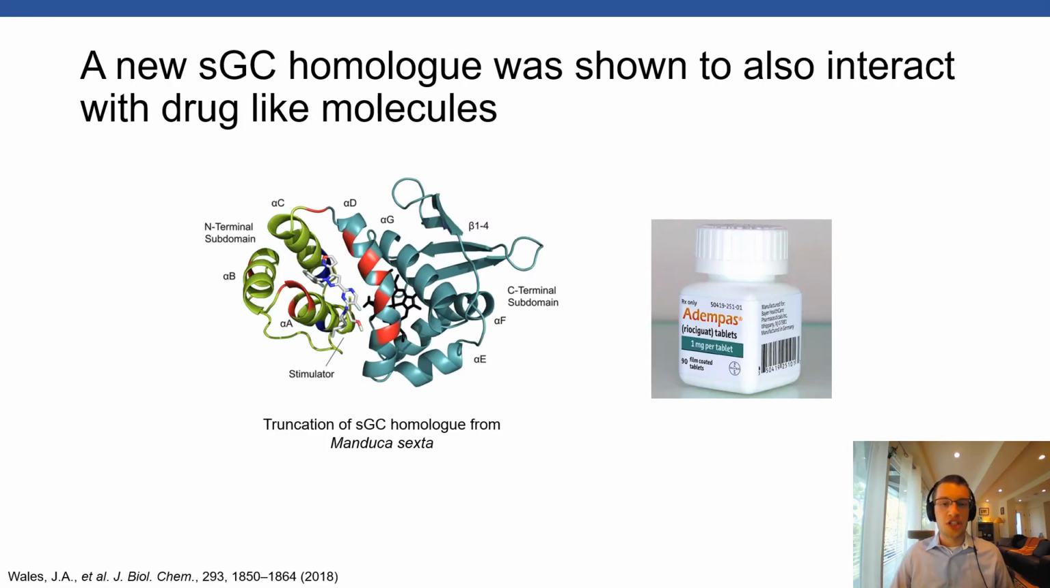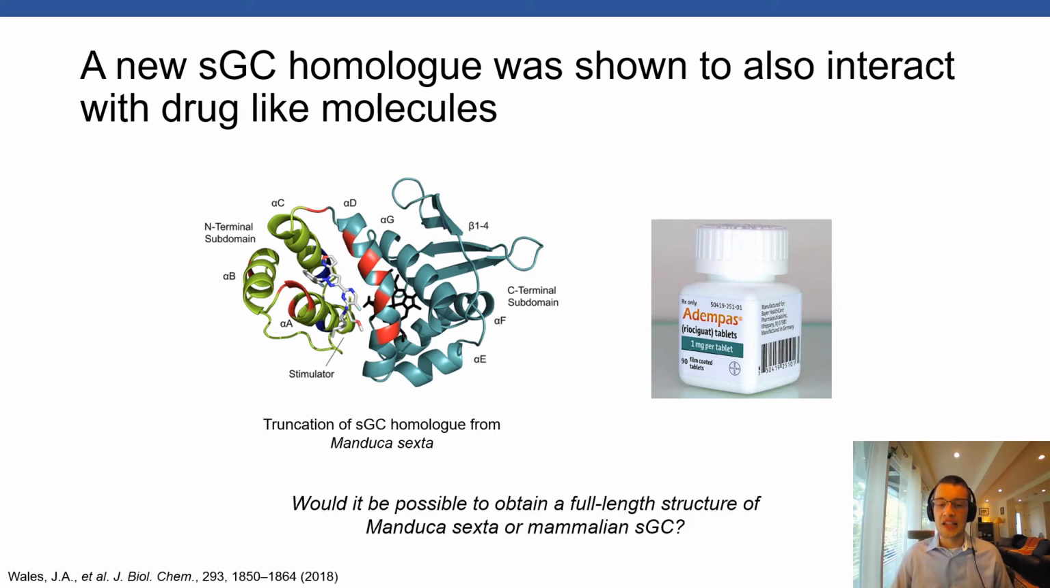When I began this project, there was a new homologue of SGC that was shown to interact with drug-like molecules. This is a homologue from a moth, Manduca sexta. And so I began the structural project asking if it would be possible to obtain a full-length structure of either the moth or the mammalian SGC.